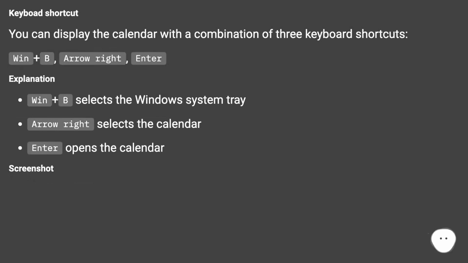Keyboard shortcut. You can display the calendar with a combination of 3 keyboard shortcuts: Win plus B, arrow right, enter. Explanation: Win plus B selects the Windows system tray, arrow right selects the calendar, enter opens the calendar. Screenshot. Image source, How to Geek.